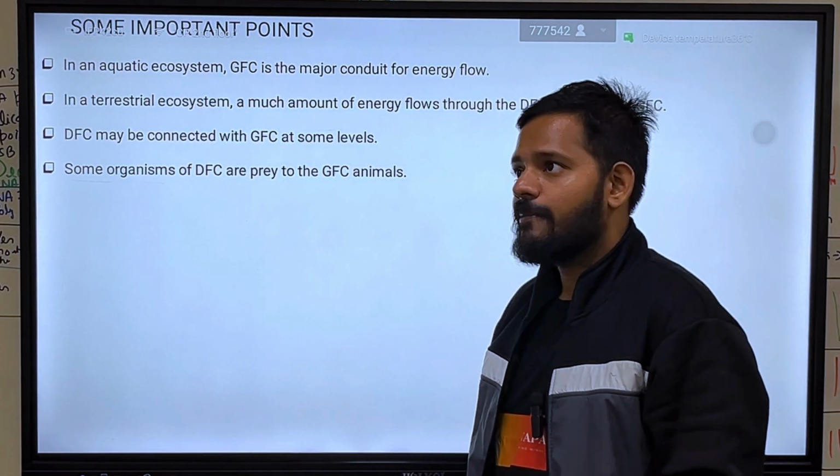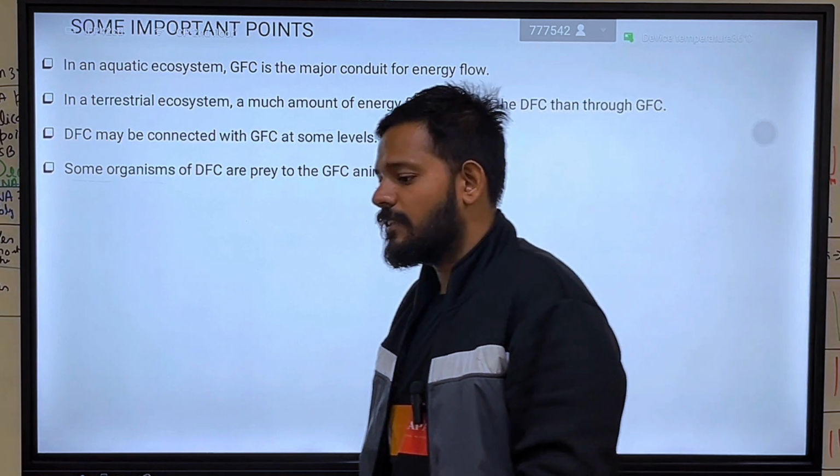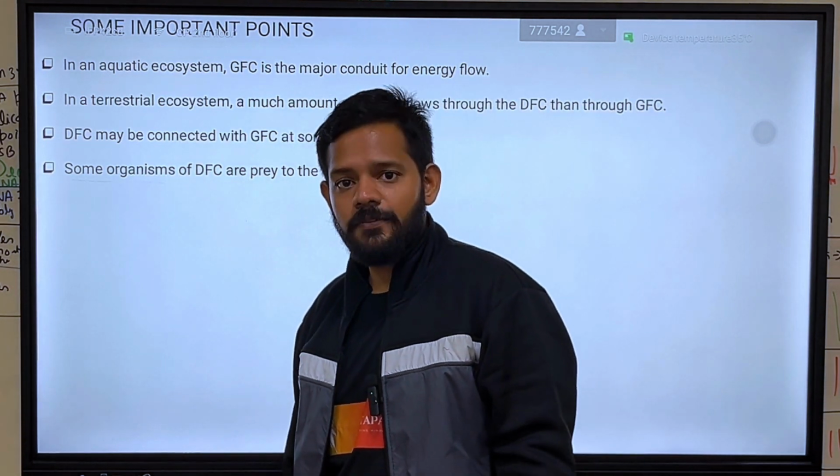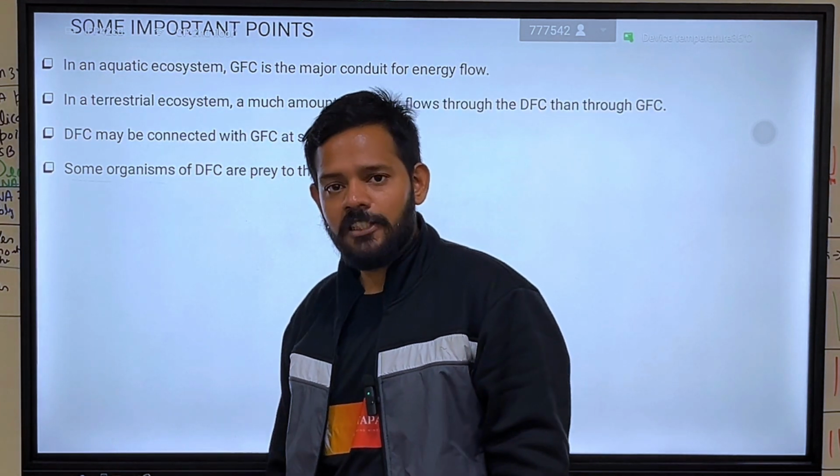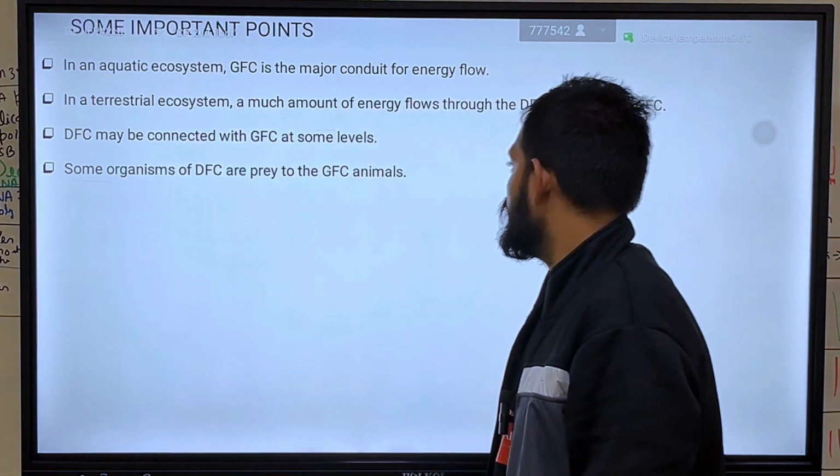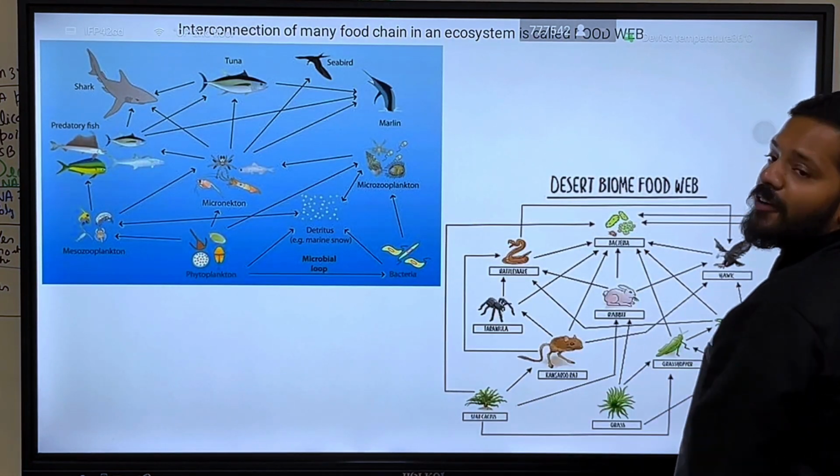Okay, the DFC animals are the prey of GFC animals, meaning the smaller animals which come under DFC can be eaten by the large animals present in GFC. Okay, this is your food web.